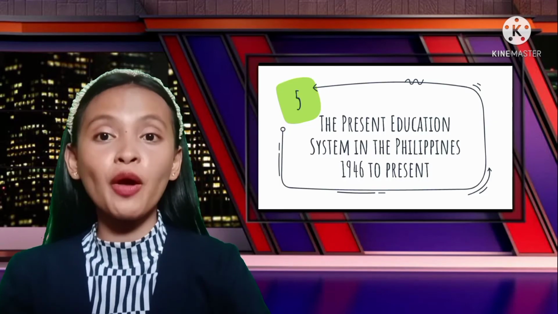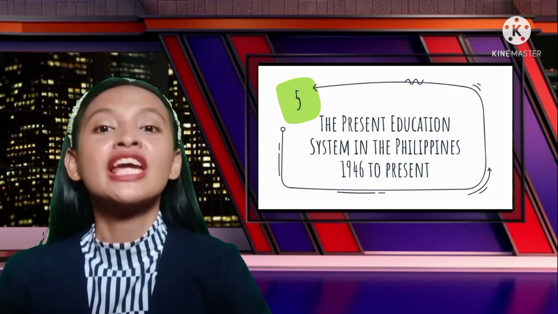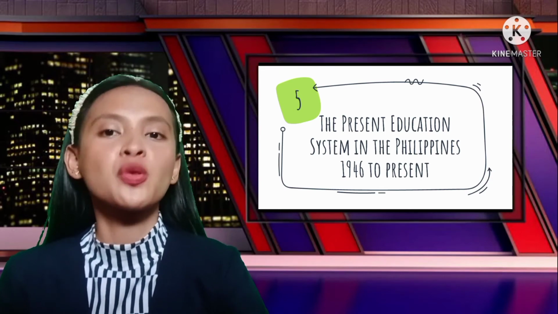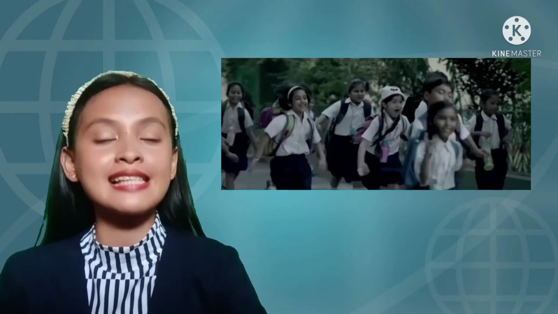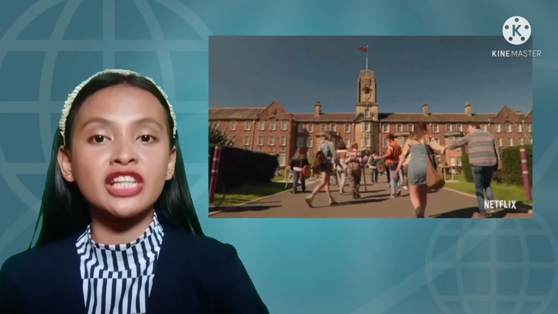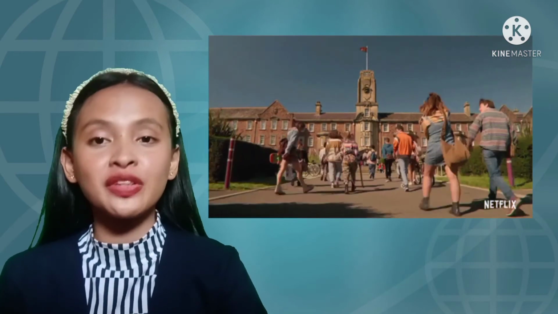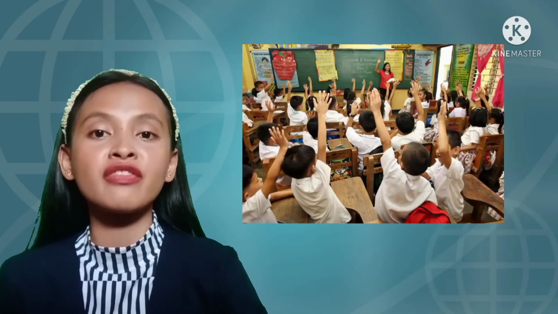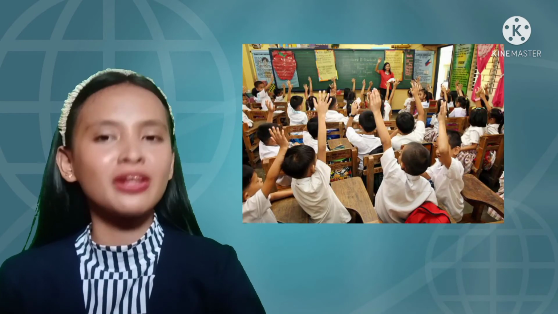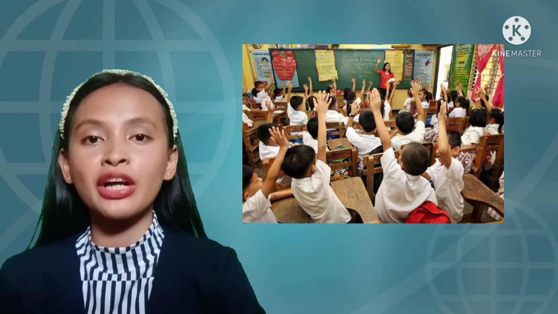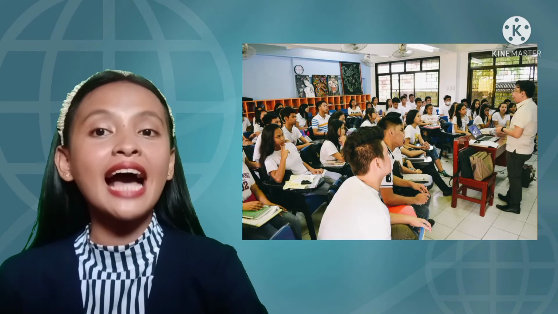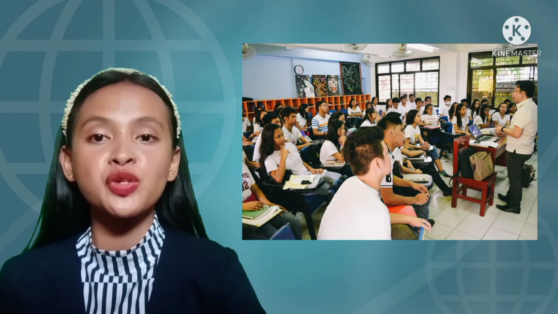And for the last part, the present education system in the Philippines, 1946 to present. The Philippine education system was patterned after the educational systems of Spain and the United States. After the liberation of the Philippines in 1946, Filipinos moved in various directions of their own. Elementary and high school is compulsory, which is administered by the Department of Education.